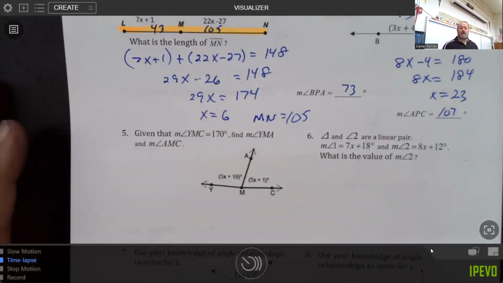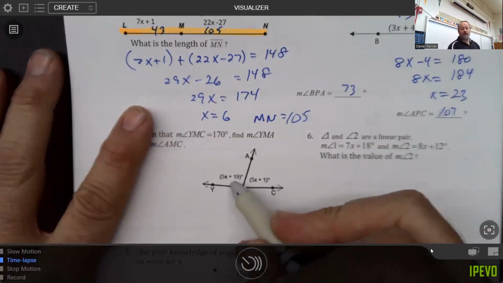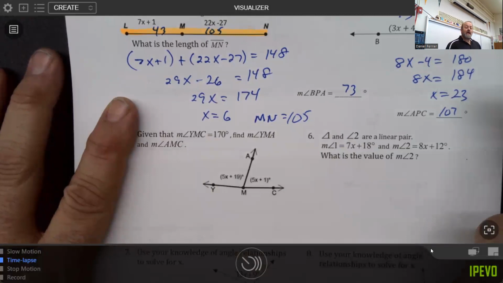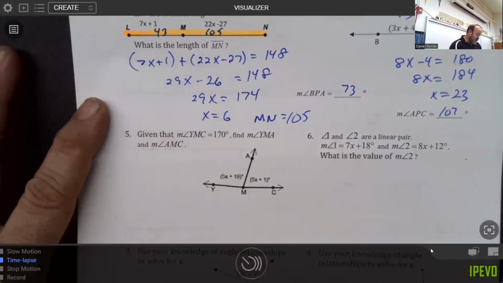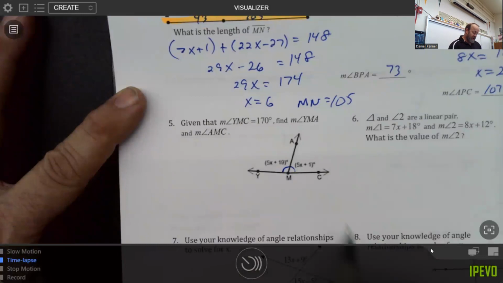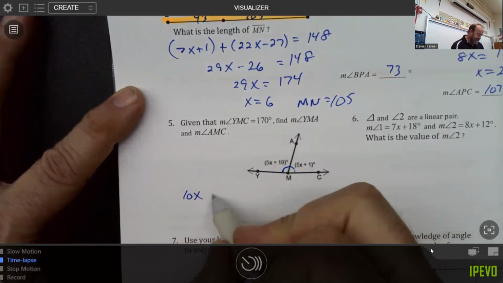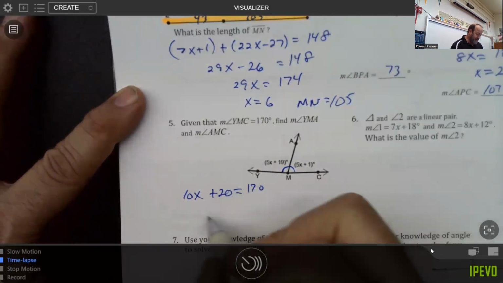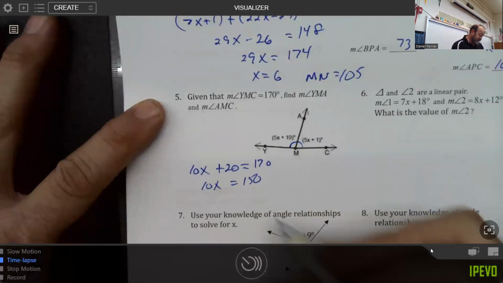So starting with question number 5, we are looking at an application of what we call the angle addition postulate, which simply says that if you take the angle on the left, YMA, and add that to the angle AMC, you would get angle YMC. So they're telling me that this entire angle right here is 170 degrees. If I add these two pieces together, which would be 10x plus 20, I should get 170. So I get 150 if I subtract 20 from both sides.